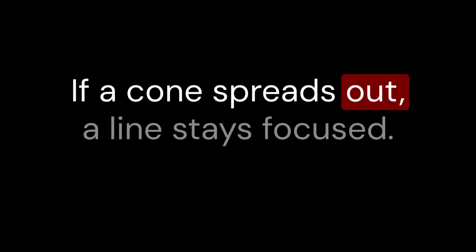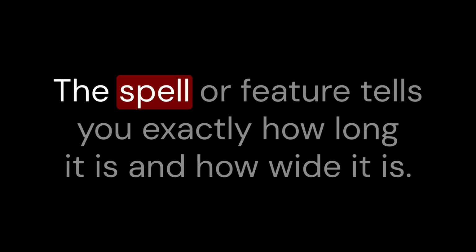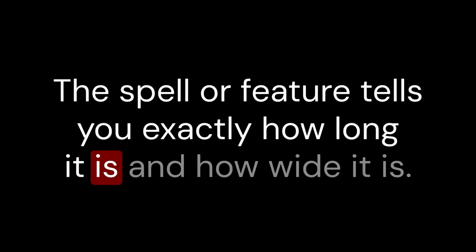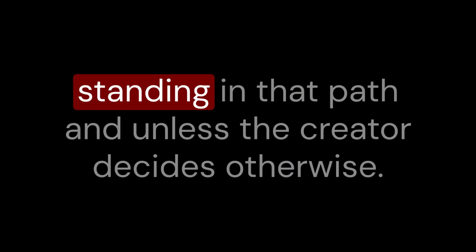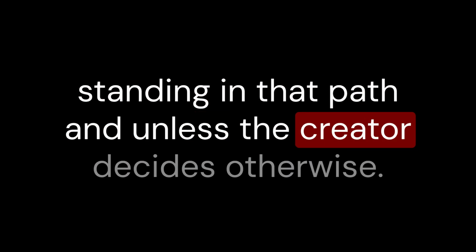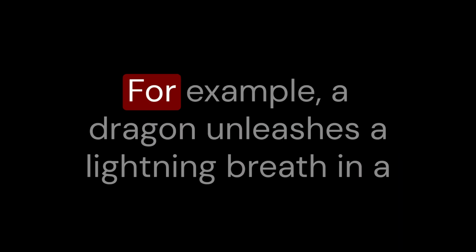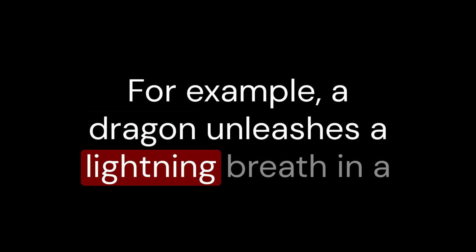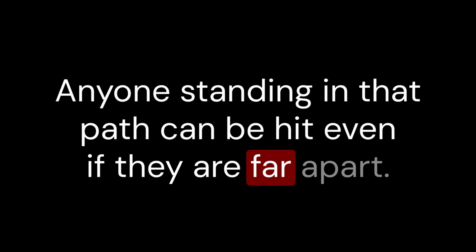Line area of effect. If a cone spreads out, a line stays focused. In D&D 5.5e, a line starts at a point of origin and extends in a straight path. The spell or feature tells you exactly how long it is and how wide it is. That means a line can cut through multiple creatures if they are standing in that path. And unless the creator decides otherwise, the point of origin itself is not included in the area. For example, a dragon unleashes a lightning breath in a straight 60-foot line that is 5 feet wide. Anyone standing in that path can be hit, even if they are far apart.